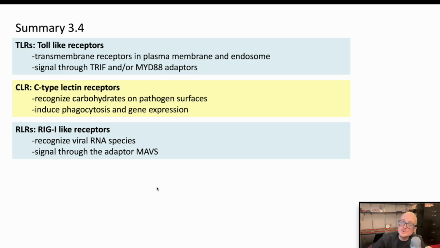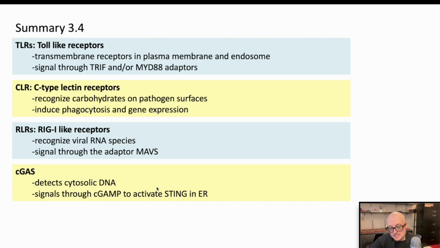Moving into the cytoplasm, we saw that there is a family of PRRs known as RLRs, or RIG-I-like receptors. These are especially important for recognizing viral RNA species, viral RNA PAMPs, and they use the shared adapter molecule MAVS and also tend to strongly induce type 1 interferon signaling. cGAS was a somewhat more unique cytosolic sensor, and instead of recognizing RNA, it recognizes DNA, and it signals through production of the second messenger cGAMP to activate a molecule called STING in the ER, which then also goes on to induce the expression of type 1 interferon.